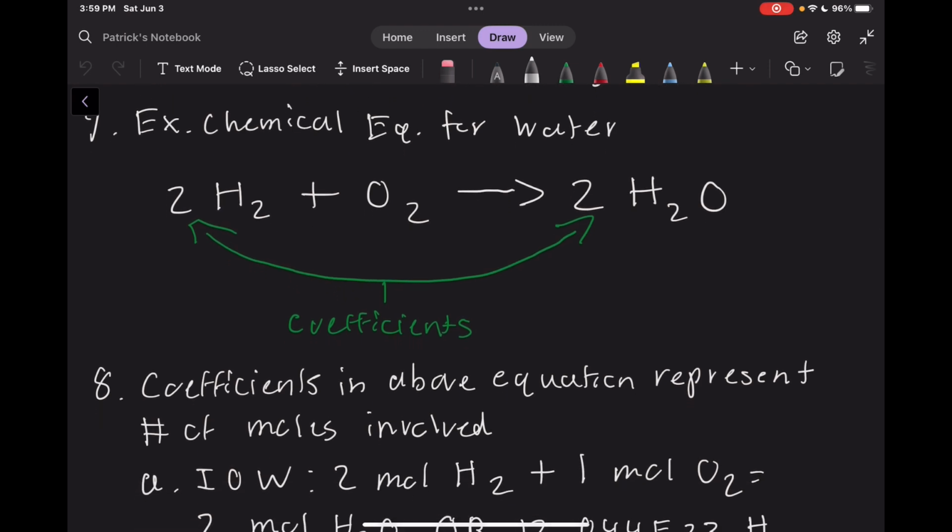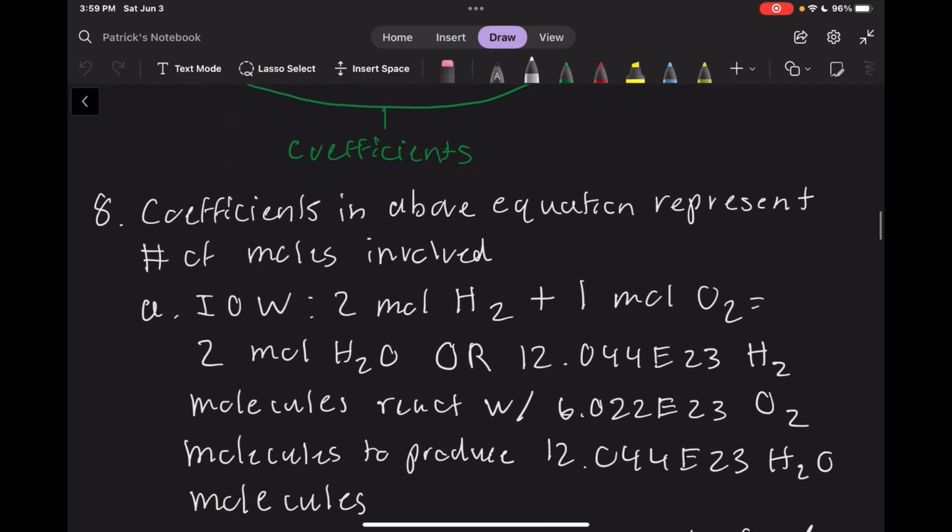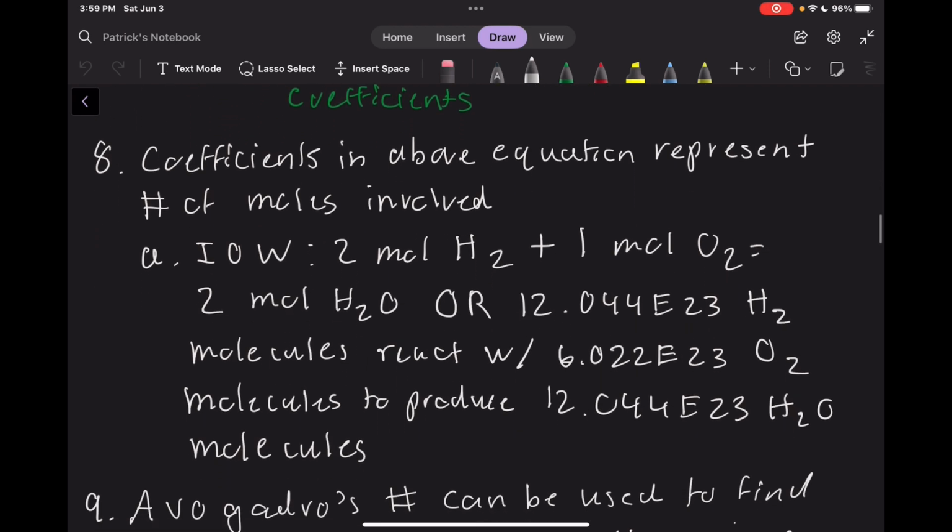By the way, the coefficient on O2 is actually 1, but we usually omit writing 1 as a coefficient, just like we do with the subscripts in chemical formulas. So according to this equation here, 2 moles of H2 and 1 mole of O2 are reacting to produce 2 moles of H2O. We can also represent this in terms of the numbers of molecules being combined.